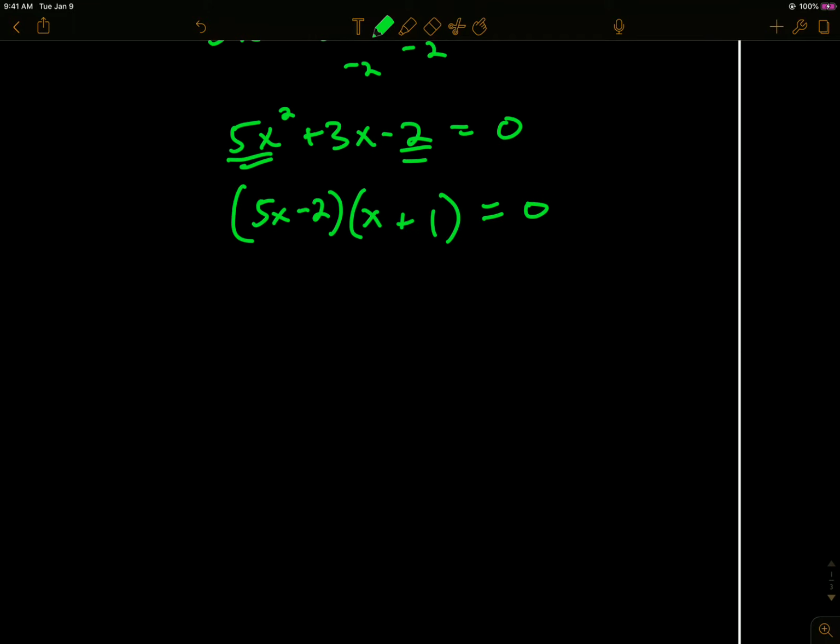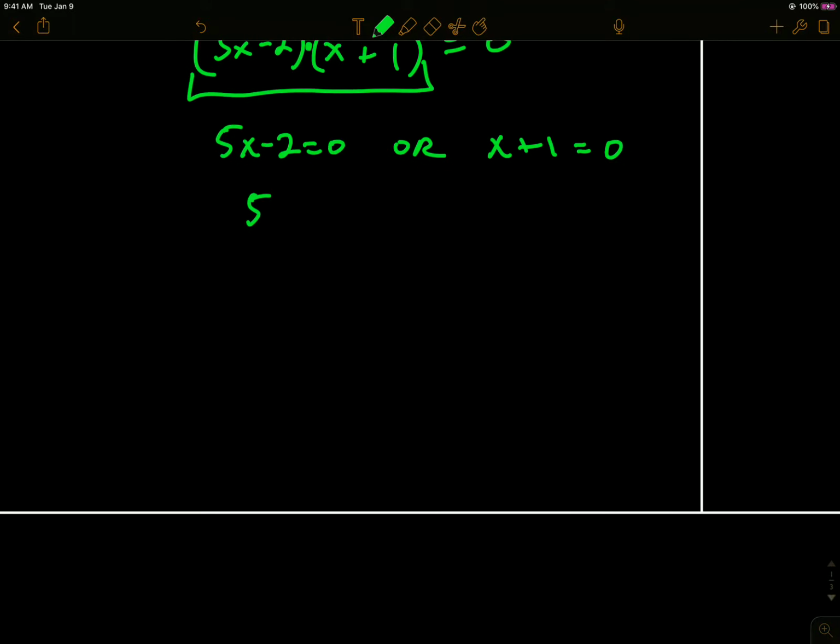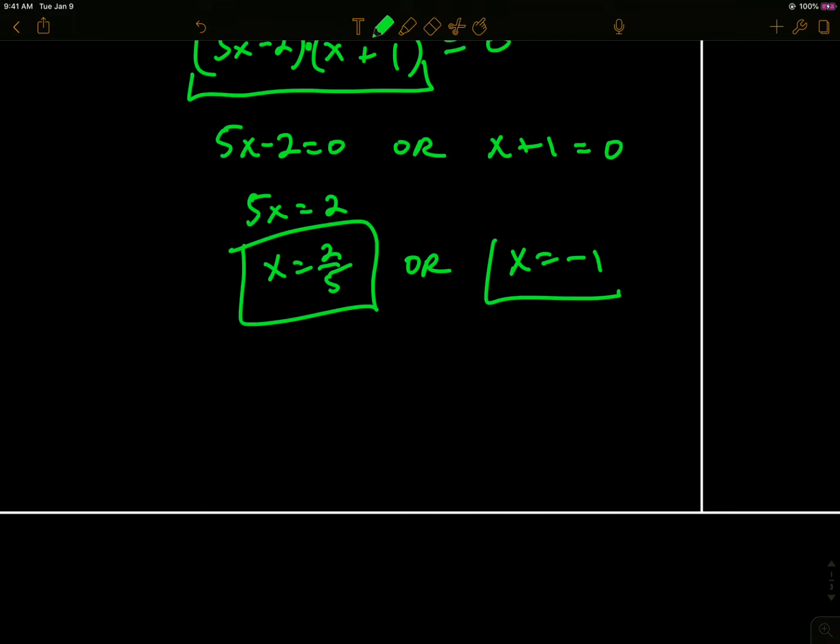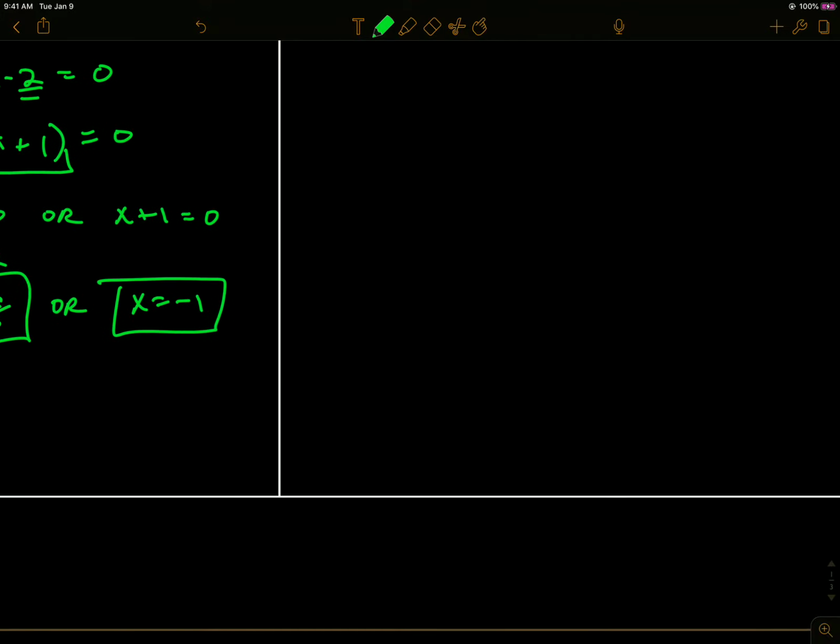So now that it's completely factored, I can apply zero product property, which says I have a product equaling 0. It's a product because it's multiplication. So if I set each factor equal to 0, those will give me my solutions. These factors are linear factors, so I go ahead and solve. I add 2 to both sides. I divide by 5. There's one solution, x equals 2 over 5. The other one, I subtract 1 off both sides. There's that solution. Okay.